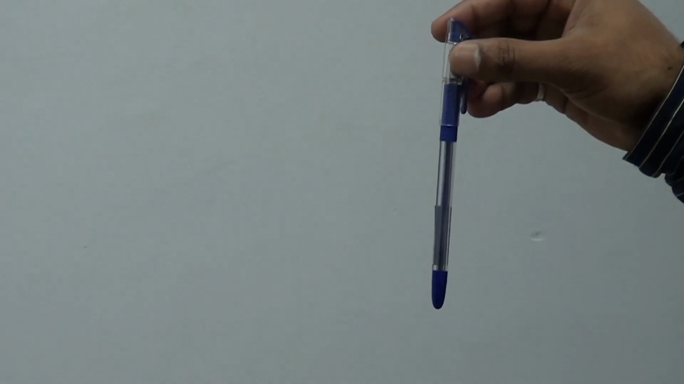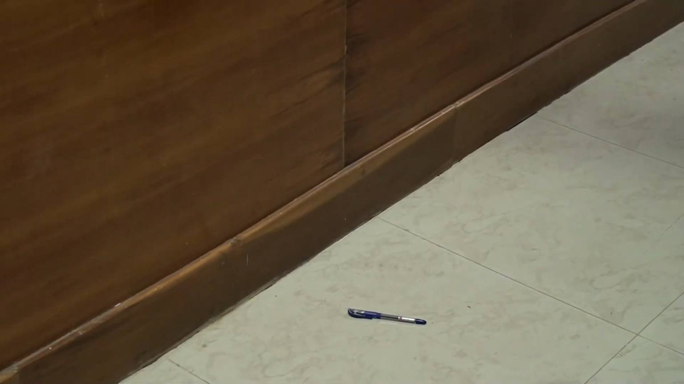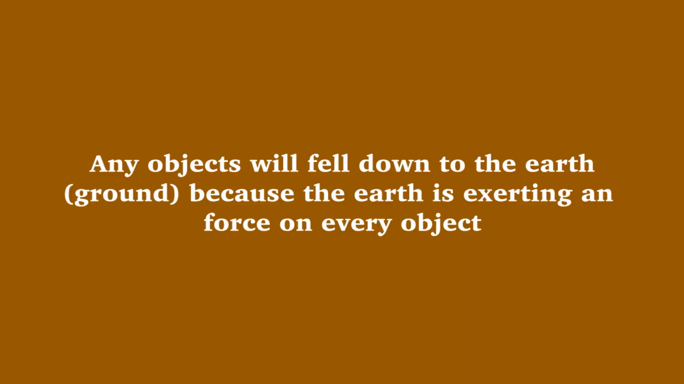Here I am holding the pen. So we can say that the pen is at rest. When I release the pen, it starts to move downward and finally reaches the ground. Here the state of motion of the pen changes from rest to moving. Any object will fall down to the earth because the earth exerts a force on every object, but that is not in direct contact. This type of force is called gravitational force. Falling of fruits and leaves, and flow of water to the ground are examples of gravitational force.